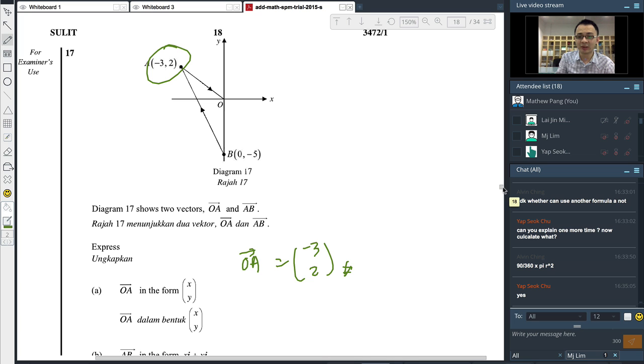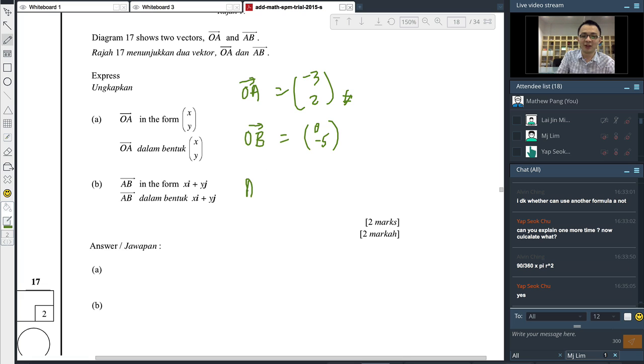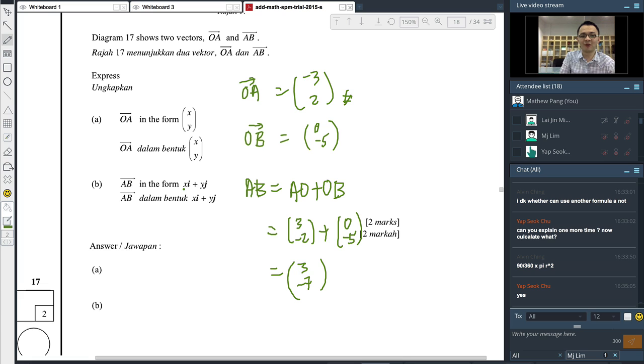And AB, so you will need to know your OB. OB basically is go down only. Yeah, OB basically is coordinate 0, -5. Alright, then I want to find AB. I know AB equals AO plus OB. So AO means I add a negative for both. So I will get 3, -2. And OB will be 0, -5. So I will get 3, -7. Then I convert into this form. So equals 3i minus 7j.